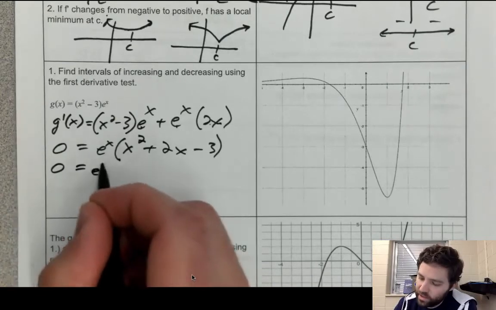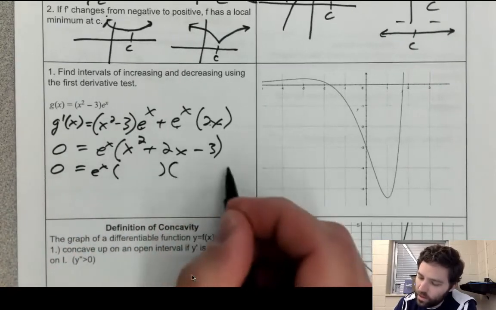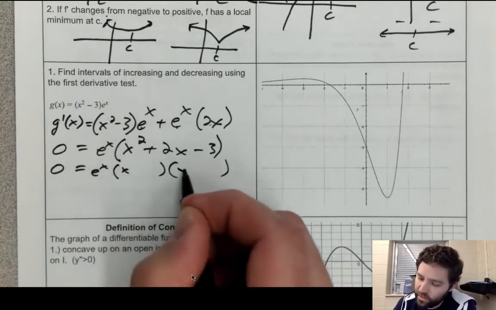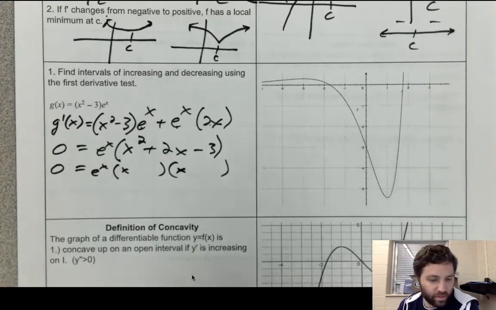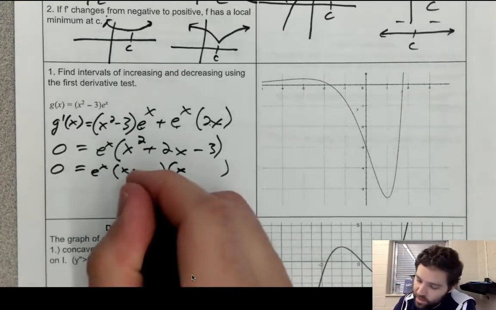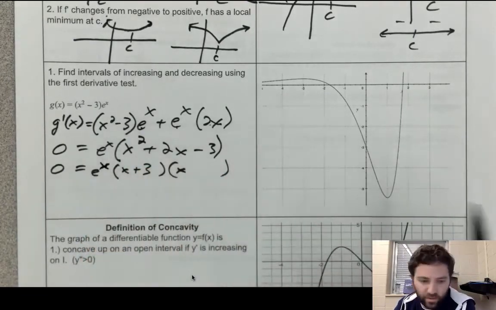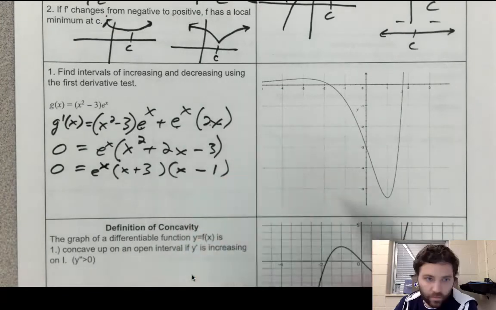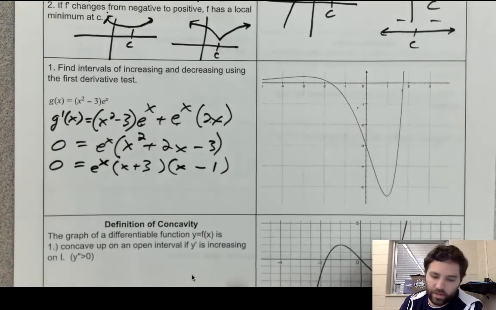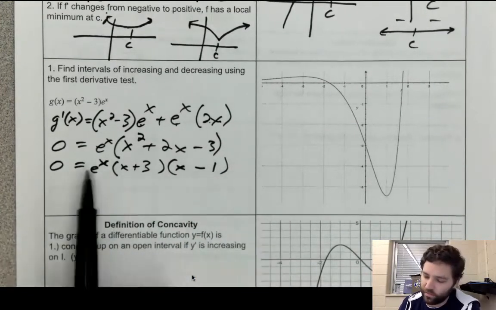So I get e to the x, and I get x here, and then I think it's got to be numbers that multiply to give me negative 3 and combine to give me 2. So it's going to be x plus 3 and x minus 1. Okay, so there is my function set equal to 0.